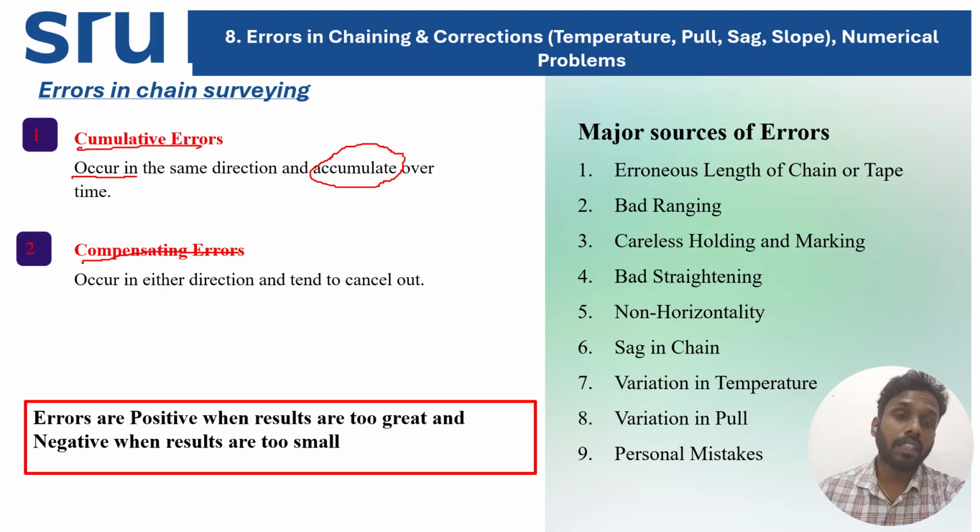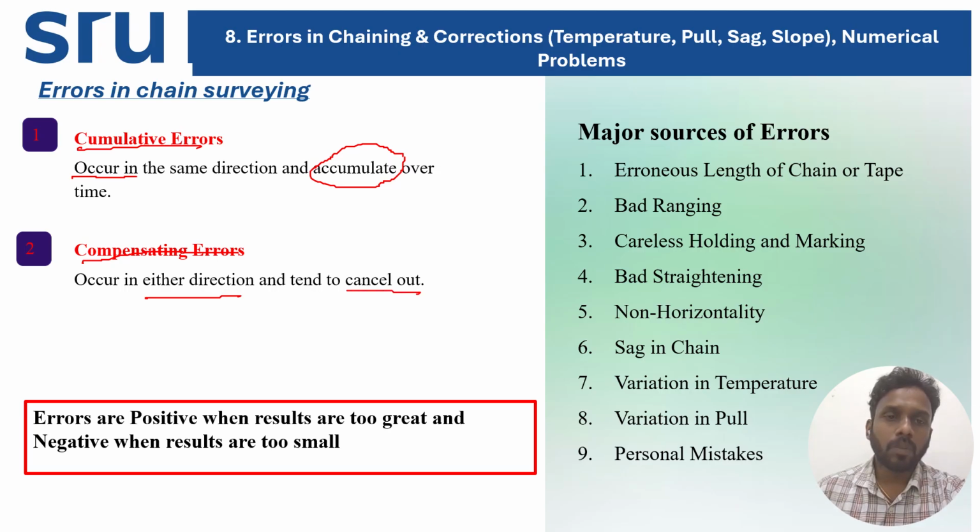Next one is compensating error. Compensating error is nothing but when the error is occurring in both directions of your measurement. That is called compensating error. Here it can be rectified, or it can be ignored, when you notice it well in advance, right?